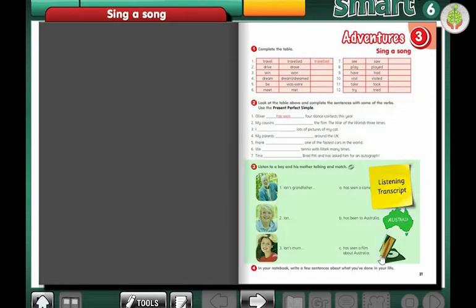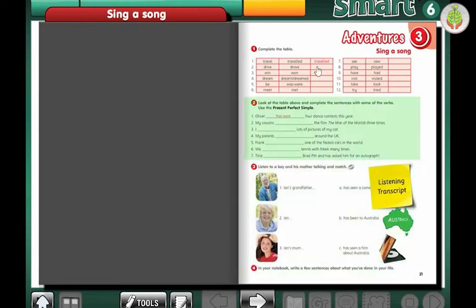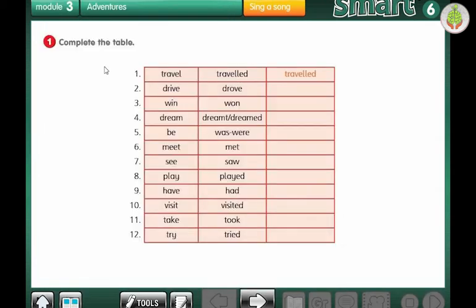Today we're going to solve pages 20, 21, 22 and 23. So let's start with page 21, exercise 1. In exercise 1 we have to complete the table. Here we have verbs in the base form and in the past simple, and here we have to complete using the past participle. The past participle, okay, the one that we use with present perfect.